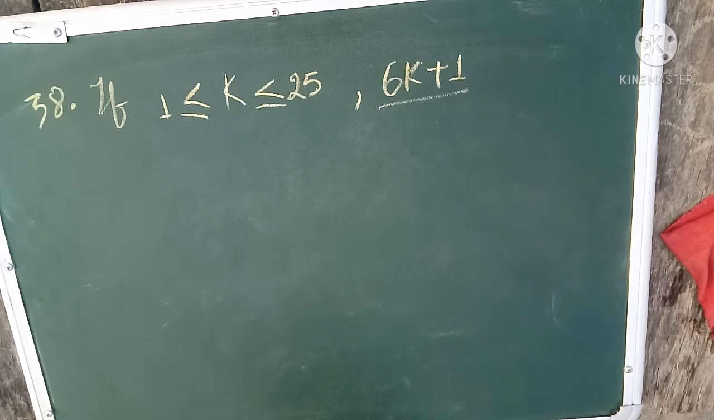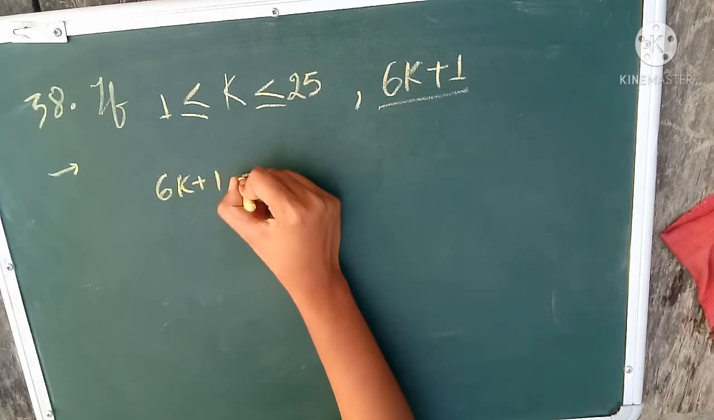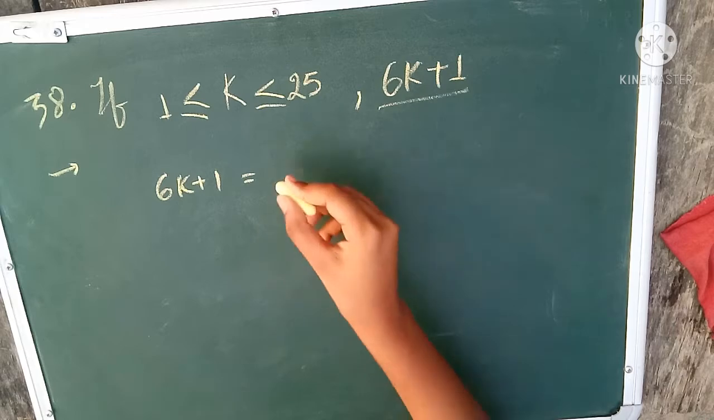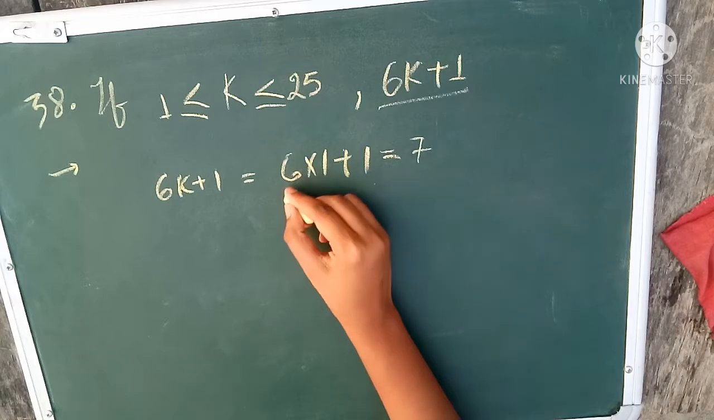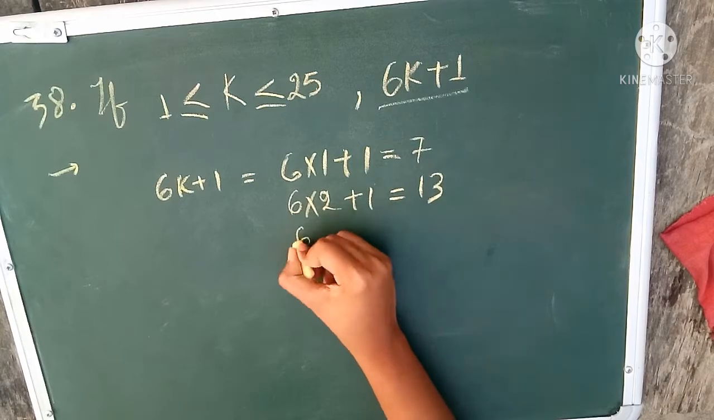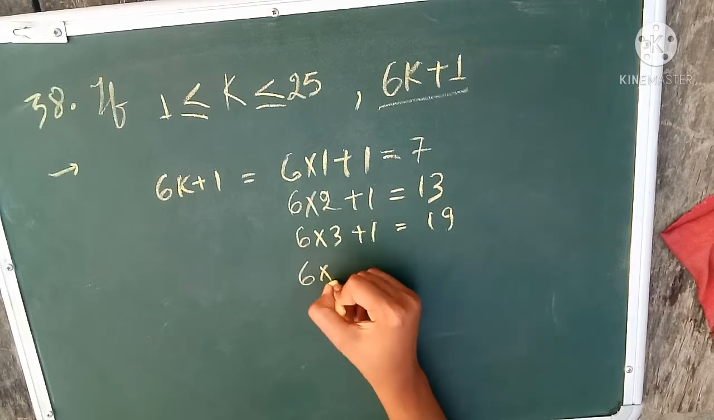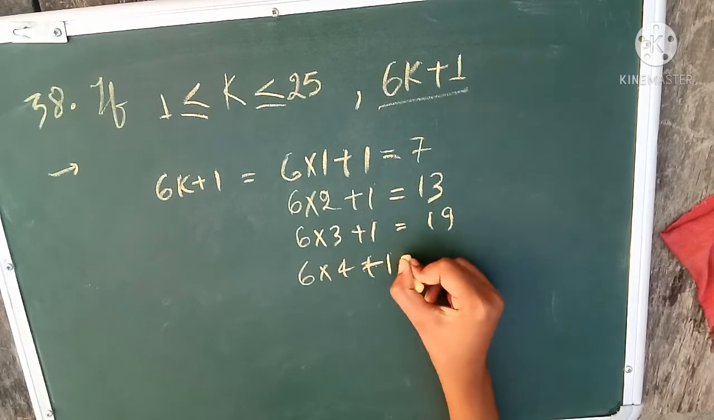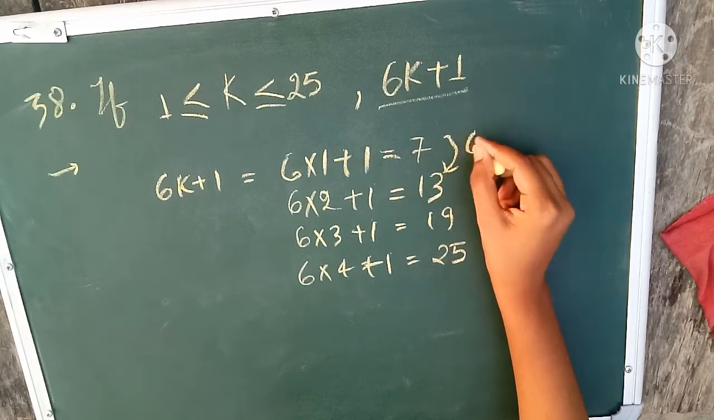This type of question we have already discussed in level 1. So let us solve this. 6k plus 1. So when we put the value of k as 1, we will get 7 here. If we put the value of k as 2, then we will get 13. If we put the value of k as 3, we will get here 19. If the value of k is equal to 4, then the term will be 25. Here we can see that at every interval there is a difference of 6.